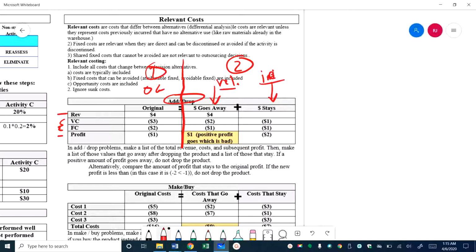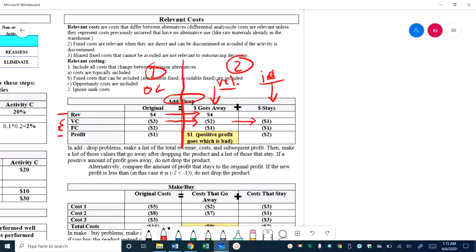Okay, so in this example, if you drop it, then obviously all the revenue will leave, so $4 goes away. And if you drop it in this example, somewhere it would say that $2 in variable costs would go away, and therefore $1 would stay.